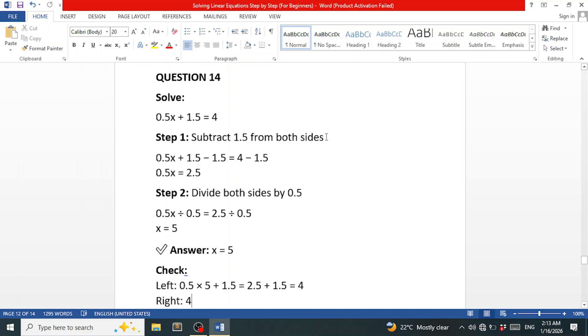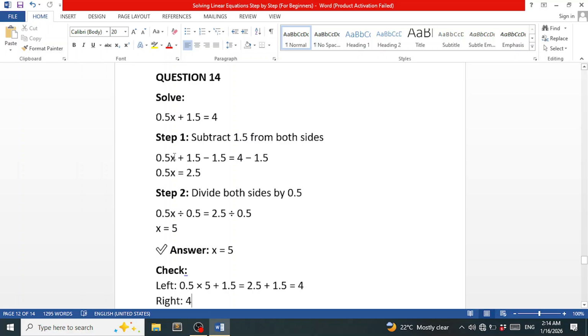Okay, and then we're going to have 0.5x plus 1.5 minus 1.5 equals 4 minus 1.5. We are subtracting 1.5 because it is crossing the equal sign. When there is no equal sign, you take the number as it is. Okay, so now here 0.5x plus 1.5 minus 1.5, this is going to cancel, then you're going to have 0.5x, it is here, the x.